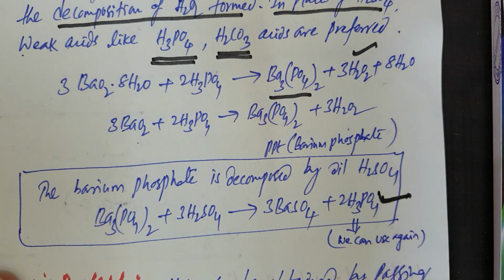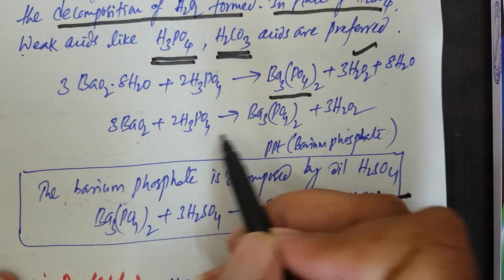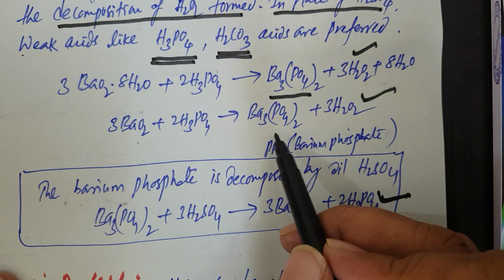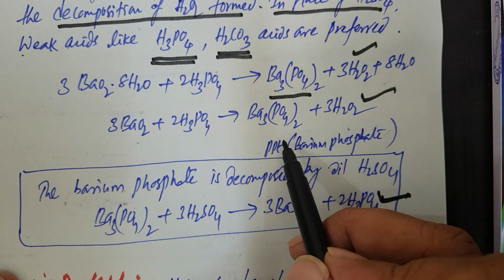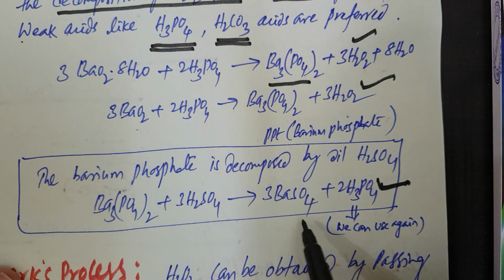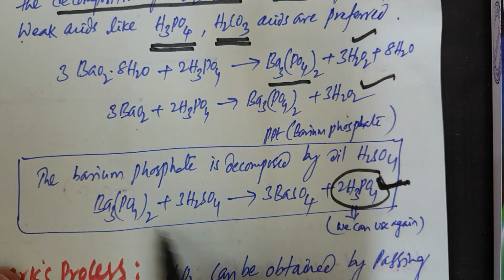Okay, this one understood. Barium peroxide reacts with phosphoric acid giving barium phosphate and hydrogen peroxide. Whatever precipitate of barium phosphate is formed can be decomposed by reacting with sulfuric acid, forming barium sulfate and phosphoric acid. This phosphoric acid again we can use.